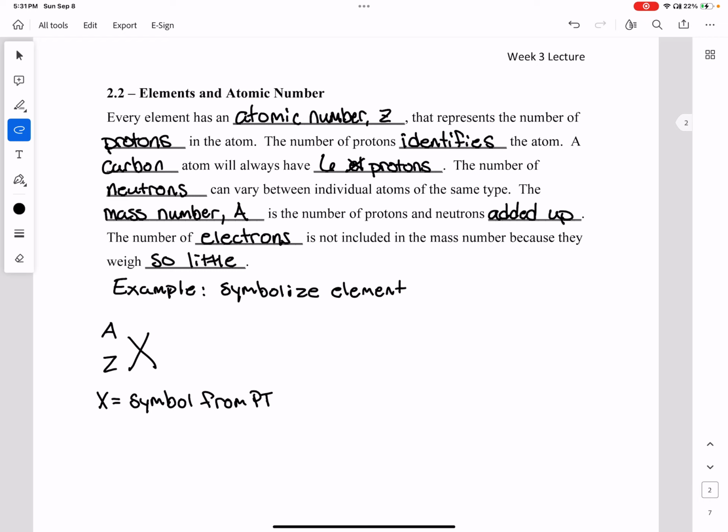Okay, so let's look at carbon 12. We just call it carbon 12, and the 12 symbolizes the atomic mass. So that would be a big C with a 12 up here and a 6 down here, 6 being the number of protons and 12 being the atomic mass.